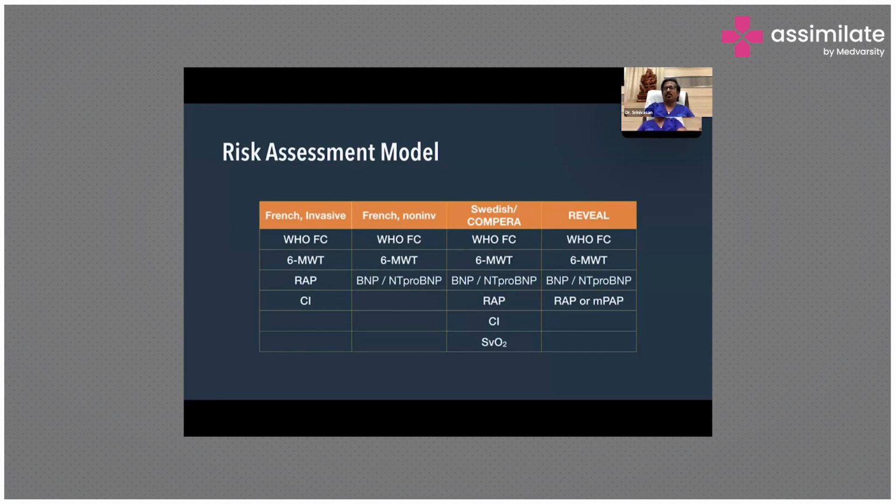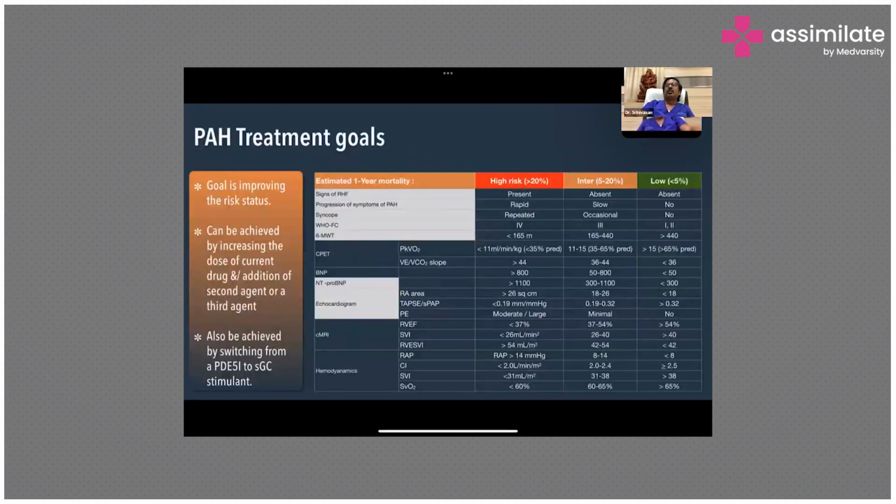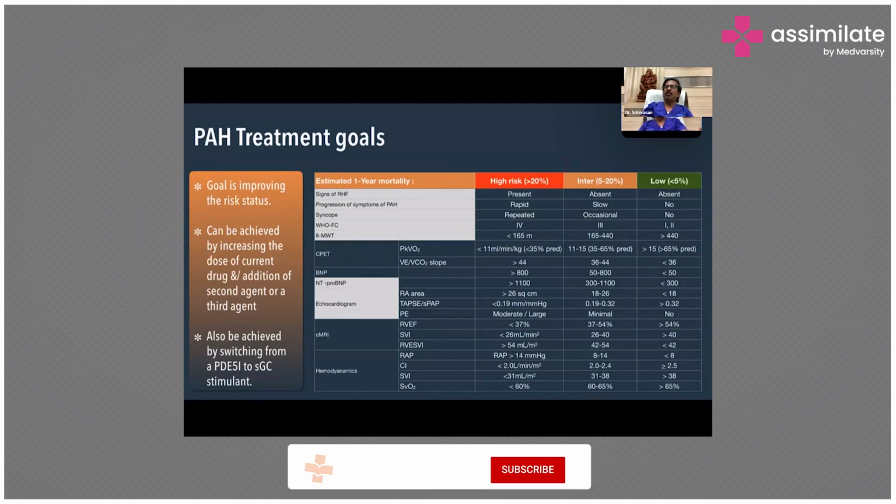The other things are all invasive tests: right atrial pressure, cardiac index, and the mixed venous oxygen saturation. So what are the risk categories? You can categorize these patients into 3 categories: a low risk category, a high risk category, and an intermediate risk category. How do we categorize? It is based on the estimated 1-year mortality. If the estimated 1-year mortality is more than 20%, they fall under the high risk category. If it is between 5 to 20%, it is the intermediate risk category. If it is less than 5%, they are low risk.